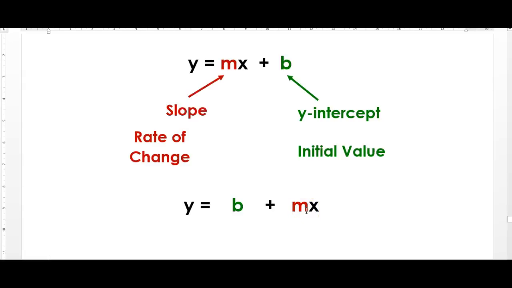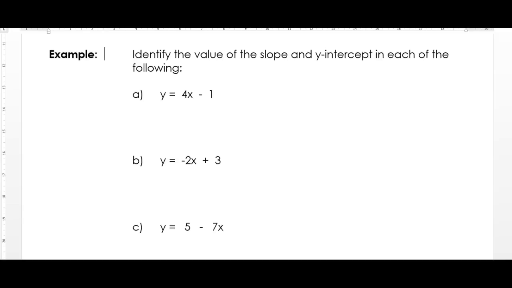Let me go through a few examples to explain what I mean. So the question says, identify the value of the slope and y-intercept in each of the following. All right, so I want to remember on the side here that the equation of a line is in the form y equals mx plus b. So I'm really just looking to see where my slope is. This m is the part that's beside my x variable, if it's an x variable.